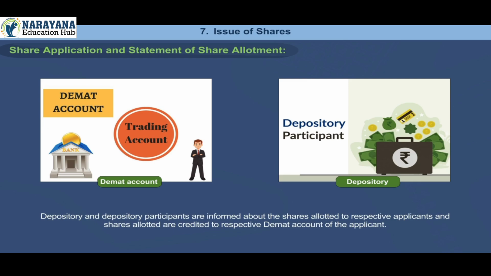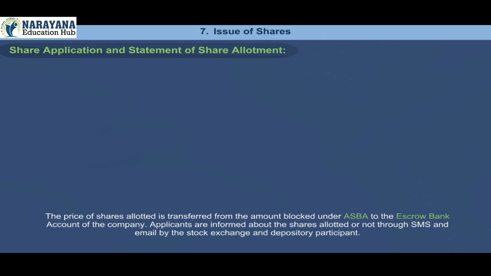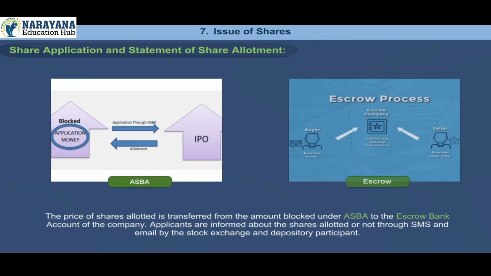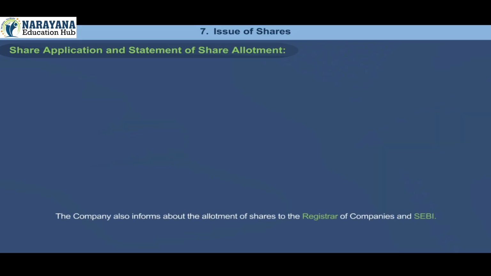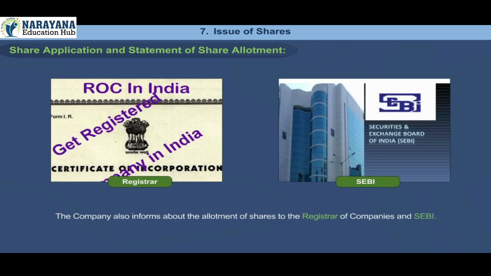is prepared. Depository and depository participants are informed about the shares allotted to respective applicants, and shares allotted are credited to the respective demat account of the applicant. The price of shares allotted is transferred from the amount blocked under ASBA to the escrow bank account of the company. Applicants are informed about the shares allotted or not through SMS and email by the stock exchange and depository participant. The company also informs about the allotment of shares to the registrar of companies and SEBI.